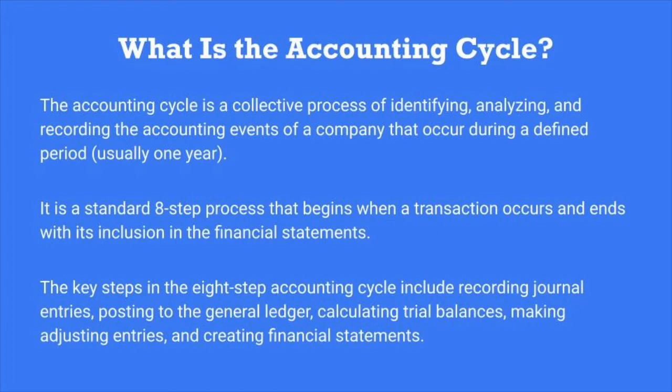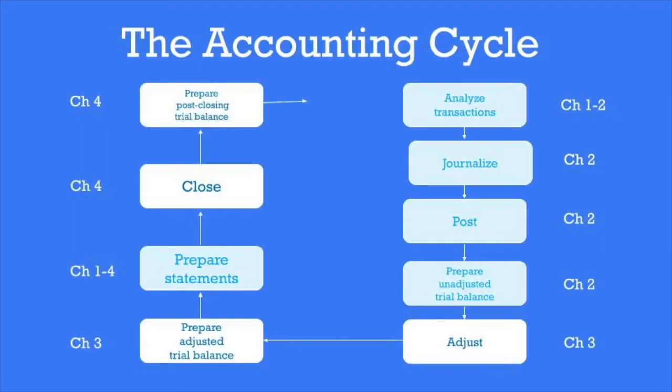It is made up really of 8 steps. So the process begins with the actual transaction and ends with the inclusion in the financial statements. So the key steps in the 8-step accounting cycle include recording journal entries, posting it to the general ledger, calculating trial balances, making adjusting entries, and creating the financial statements. You will see here in this particular graphic, it lays out what we're going to be doing during this course in terms of looking at those 8 steps. So the remainder of the course is really focused on these 8 steps.